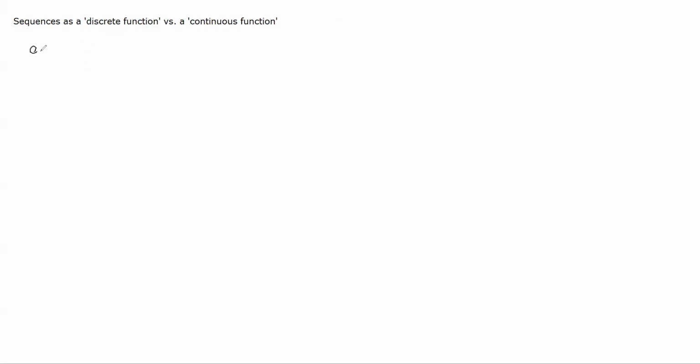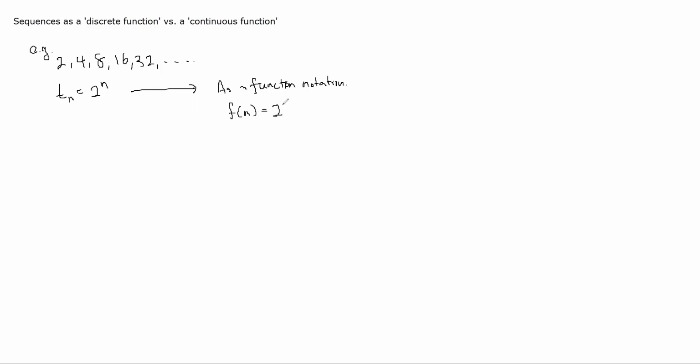Okay, so going back to our previous example, 2, 4, 8, 16, 32, so on and so forth. We established that our explicit formula for this sequence is 2 to the power of n. Would you be able to write this as function notation? In other words, if I were to write it as f of n, that would just be 2 to the power of n. That's great.